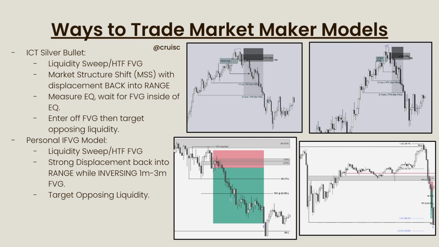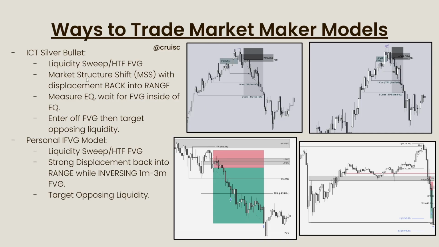So there are going to be 2 ways that I recommend to trade the market maker models. Number 1 is going to be ICT Silver Bullet, and the number 2 would be my personal inverse fair value gap model, similar to the Silver Bullet, but just with inverse fair value gaps. So first things first, we're going to be looking for a liquidity sweep and a high time frame fair value gap. You'll see in this picture, we actually did tap into a zone right here. I just didn't mark it out, but up here where we have the SMT, this is where we tapped into a zone.